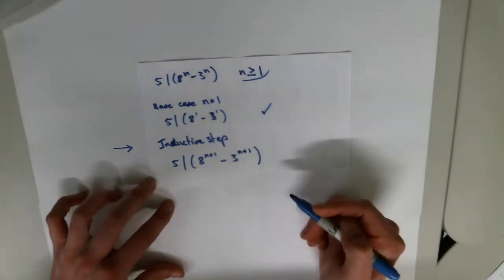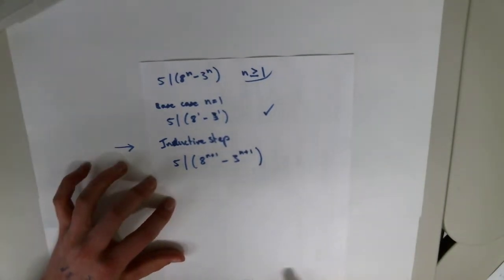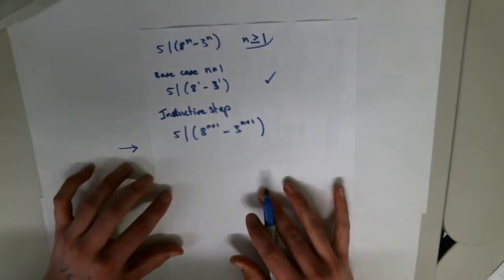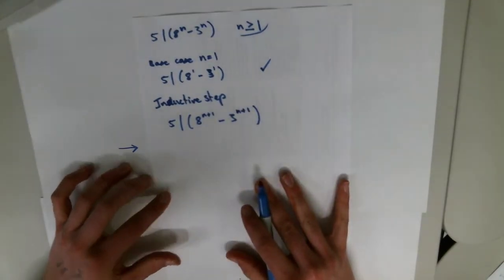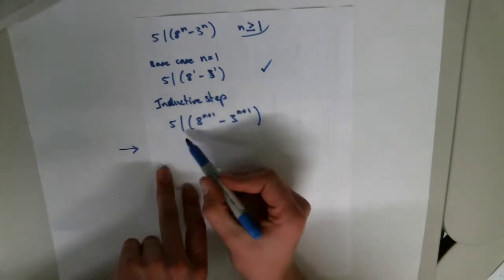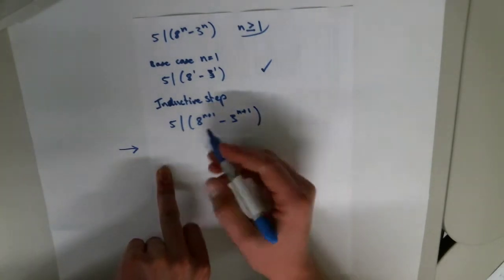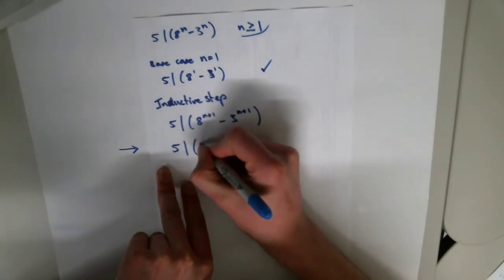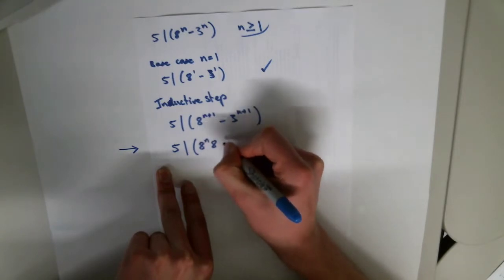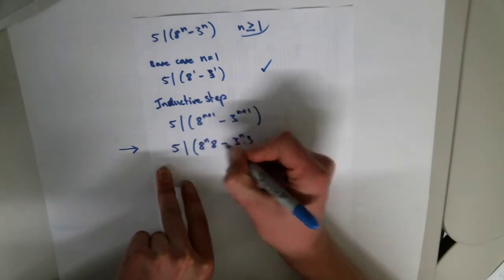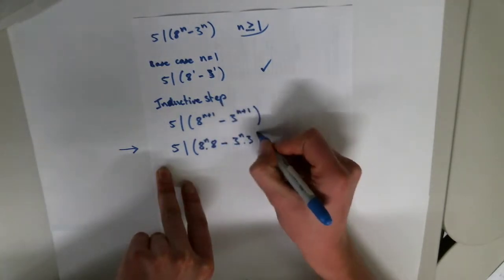Now this is a different example from all the others that I've done so far. You can do it in a similar way to how I did the others, but I'm going to do it in a slightly different way again to show you the range of techniques we can use to solve inductive proofs. So like before, I'm going to split these terms out into multiples of 8 and 3. So 8 to the n times 8 minus 3 to the n times 3. Okay, it's exactly the same as what I've got written there.